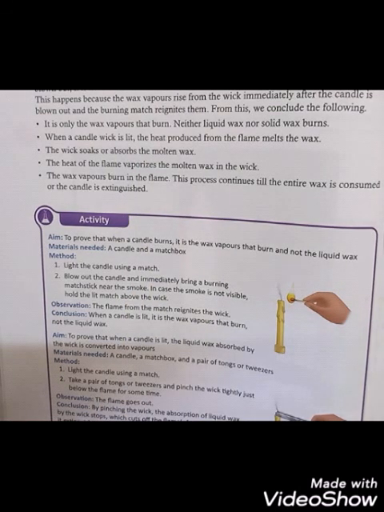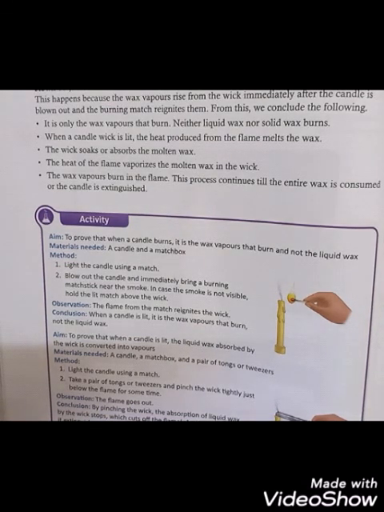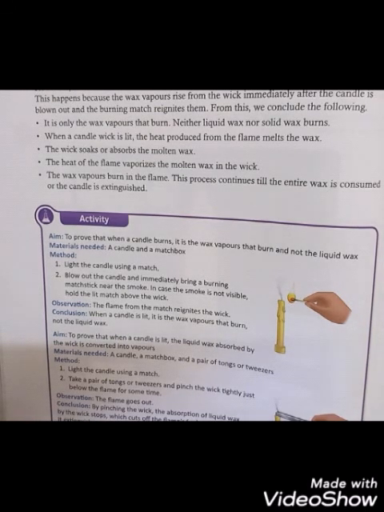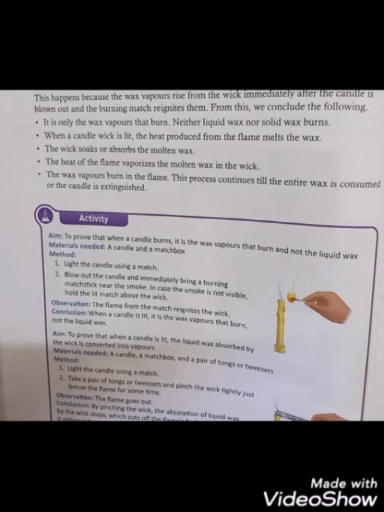Because of this heat, the wax starts to melt. Then what happens to the wick? It soaks up, or absorbs, the molten wax. Then the molten wax is vaporized, and the wax vapors burn as the flame. This process continues slowly until the whole wax is melted and consumed, or if the candle is extinguished, until then it will go on burning.